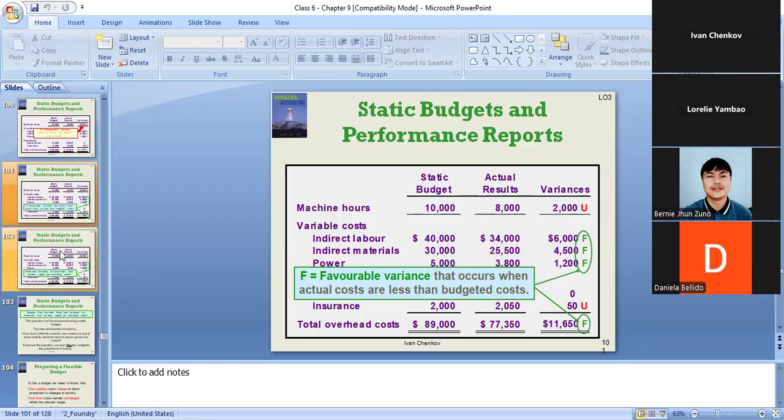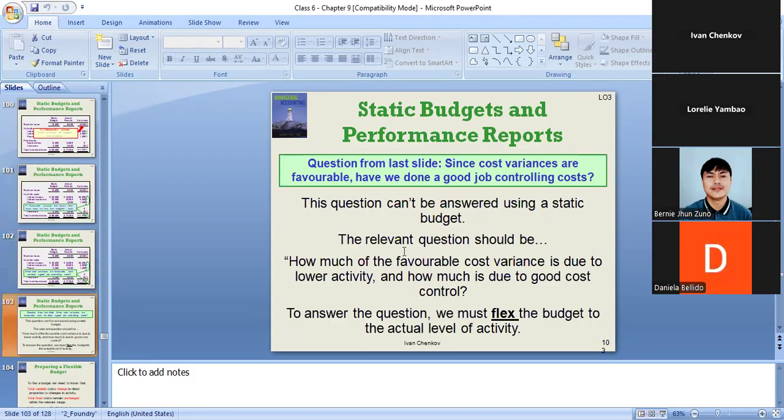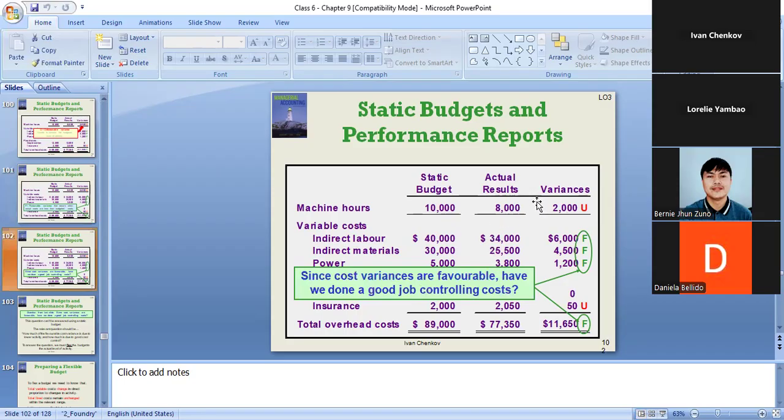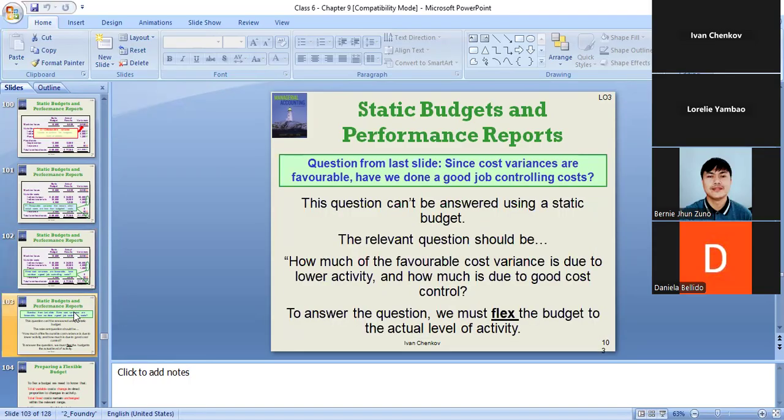Now let's see if that's actually true, because from this report, we cannot conclude that. So what do we have to do? We have to ask ourselves a question. Since the cost variances are favorable, has our manager actually done a good job? Well, we cannot answer that question. Why? Because the actual results deviate from the budget results. If we budgeted for 8,000 hours and the actual results are for 8,000 hours, then we can compare the results. So we have to prepare a different set of budgets.